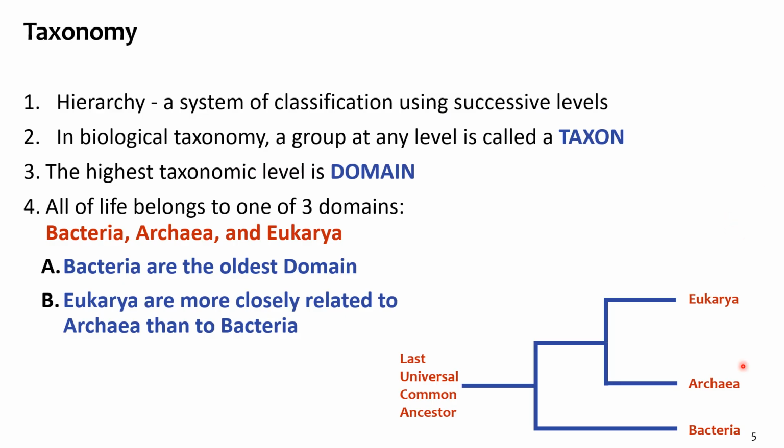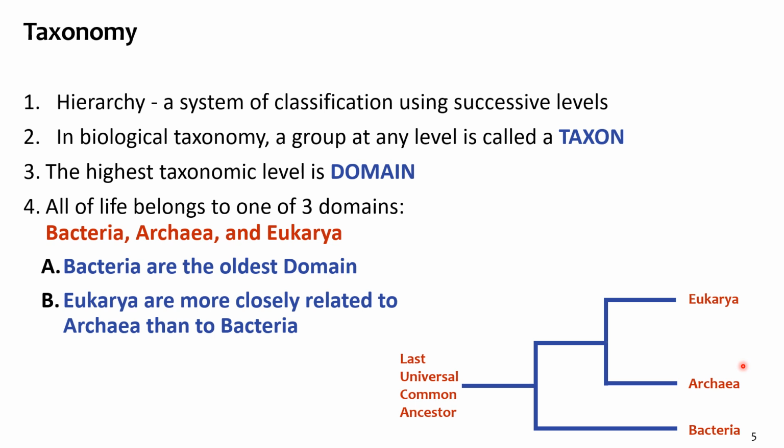The study of taxonomy uses a hierarchy of classification. From the top down in our hierarchy, we get more and more specific traits, and smaller groups of organisms that have those specific traits. We're going to look at our different levels of taxonomic classifications. But just to give you another word: in biological taxonomy, a group at any level is called a taxon. Taxon is just the fancy term for any taxonomic group.